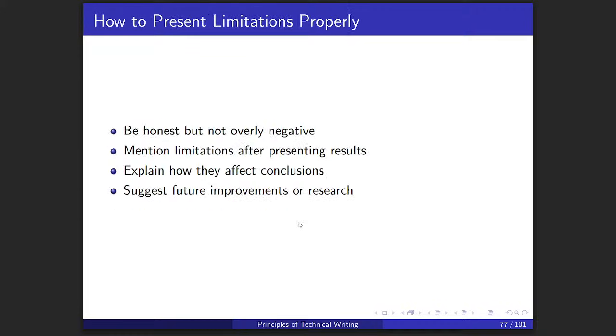So how to represent limitations properly? Be honest but not overly negative. For example, when you are proposing the new digital campus, don't be very harsh on the old digital campus. Just mention some drawbacks of the digital campus. Don't say this is completely a waste, this is useless, as this may cause some distraction in the paper. Mention limitations after presenting results, explain how they affect conclusions, and suggest future improvements or research. So these are the things you need to address.